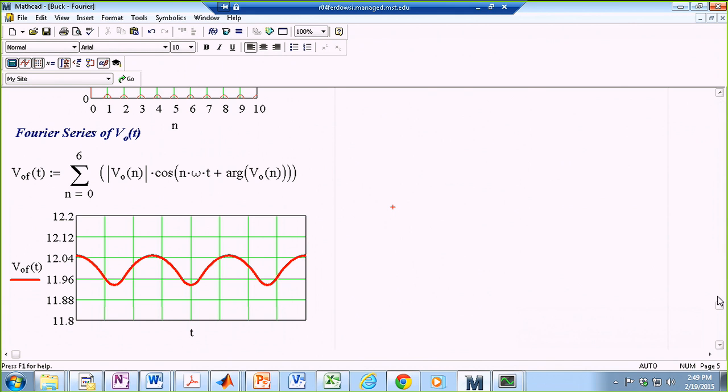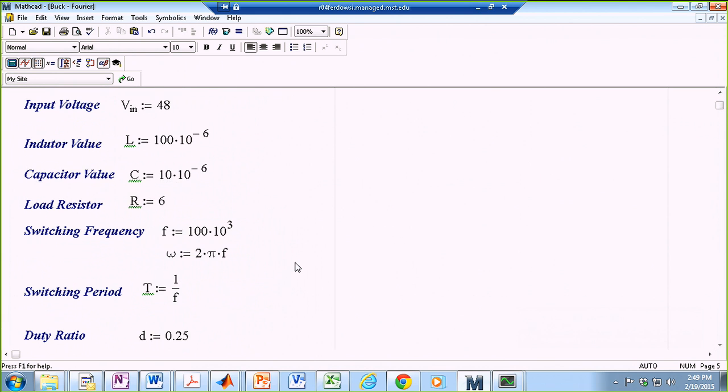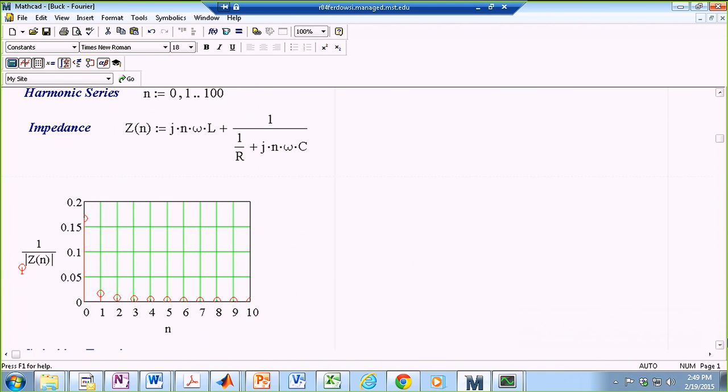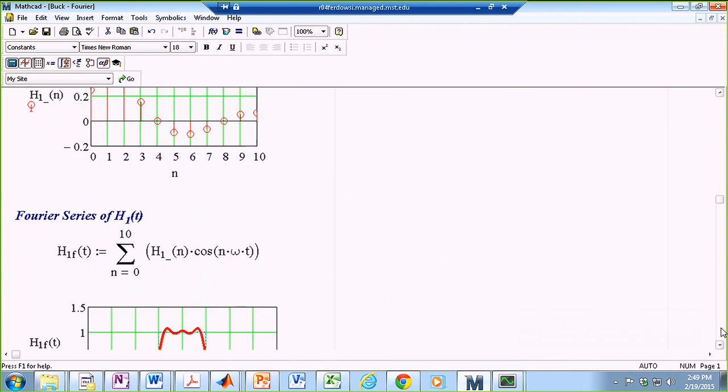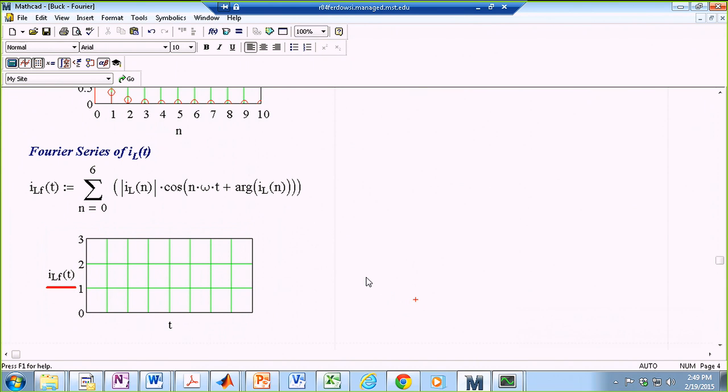Now, I'm going to post this on Blackboard, and then you can play with it. For instance, you can change your duty cycle from 25% to 75% and see what happens in the inductor current waveform. Well, what happened here? Does anybody have an explanation? Why did it disappear? It went off the scale. Right, so I increased the duty cycle.